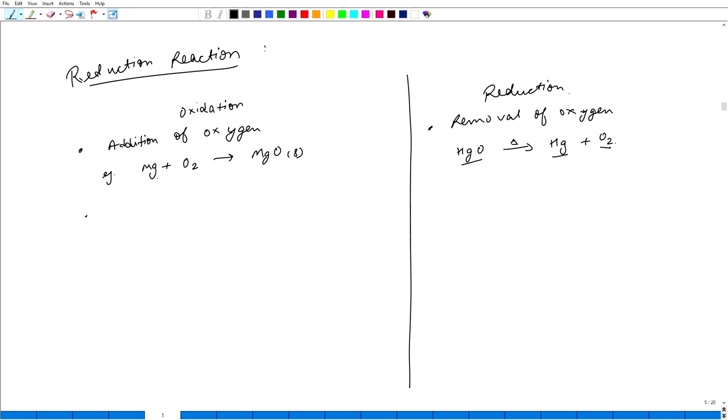Second, what we studied in oxidation reaction is removal of hydrogen. The example we have seen is CH4 plus O2 gives CO2 plus H2O. I am considering the complete combustion here, and you balance out the equation. You have already studied how to balance any chemical equation, right. In reduction, if oxidation means removal of hydrogen, reduction will mean addition of hydrogen.